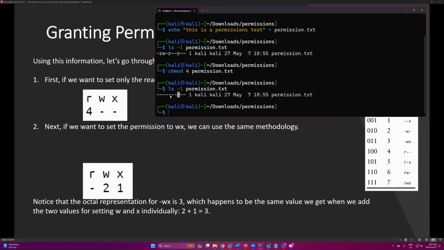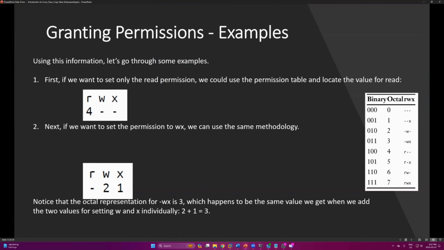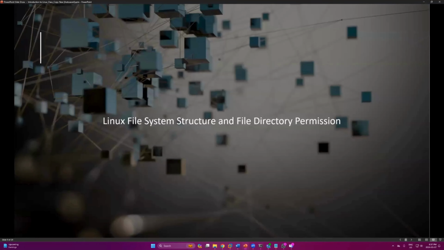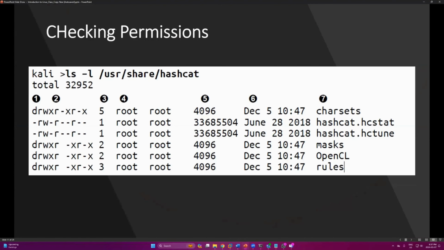Now, here's something interesting, right? We only have the read function for the other users. If you're reading it from left to right over here, the first group represents the owner. The second group represents the group. The third one represents other users, right?